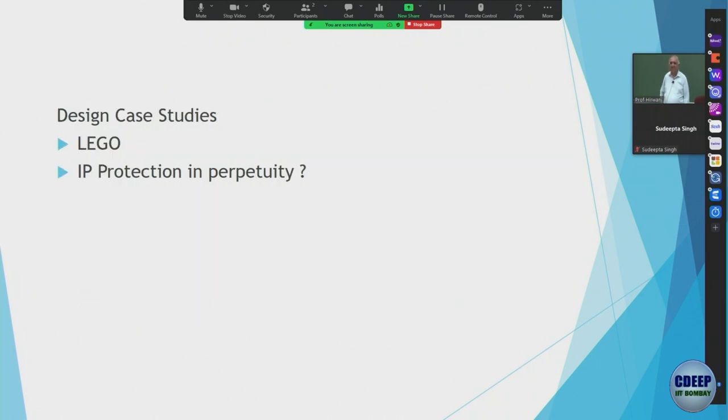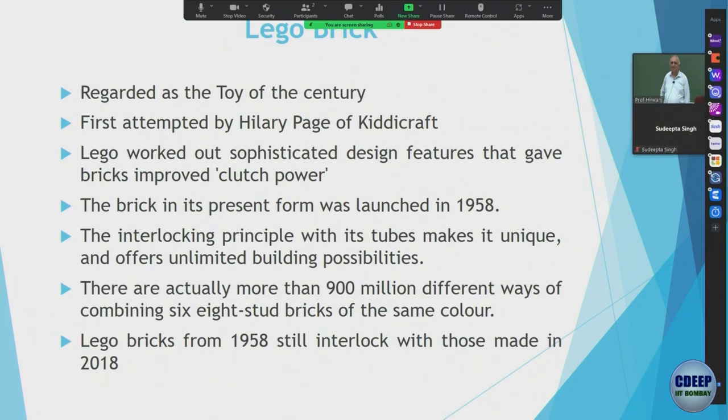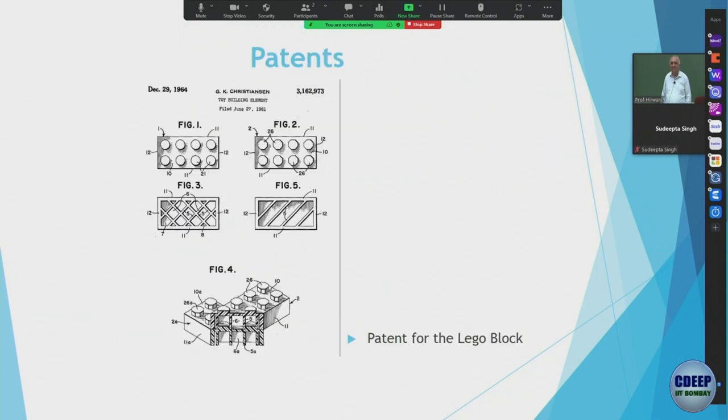Let us look at Lego. All of us know Lego as the toy of the century, and it has those clutches, you know, that Lego brick, and they interlock. And what they are saying is there are more than 900 million ways in which you can lock it. And Lego bricks of 1958, the first product, still interlock with those which are made recently.